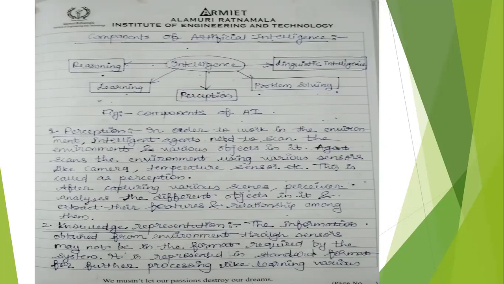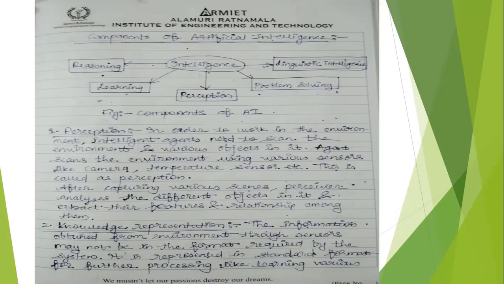So first is perception. In order to work in the environment, intelligent agents need to scan the environment and the various objects in it. If you take the example of a human being, when you are working in any workplace or environment, at home, in the office, wherever it might be, first you scan the environment, how the environment is, and accordingly you start your work. Similarly, a machine also needs to scan the environment before starting the work. It should know which object is at which position, etc. That is scanning the environment.